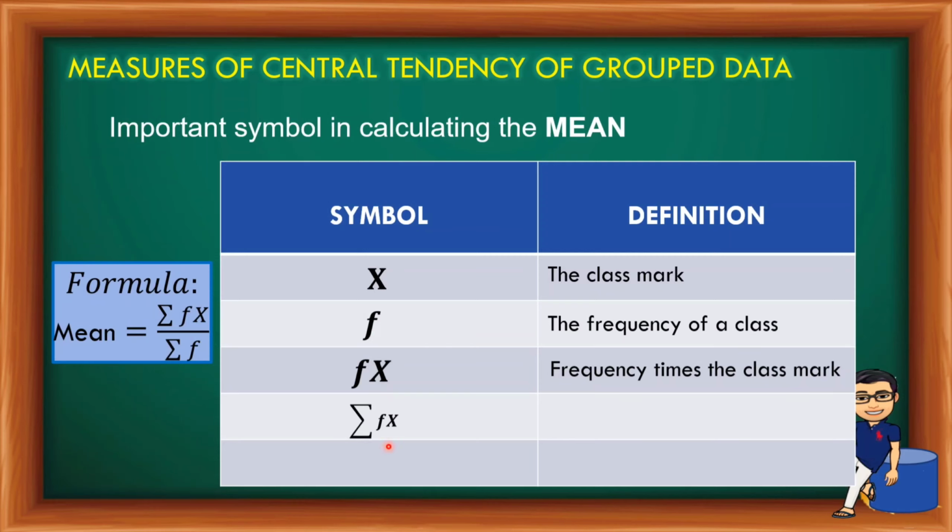Then we have summation of fx. So, ibig sabihin niyan, you are getting the sum of the frequency times the class mark. Pag nakuha na natin ang product ito, we are about to add. Then summation of f, and that's the total frequency. Ito yung binanggit ko kanina, that summation of f is also n sometimes. So there are formulas that we use that.